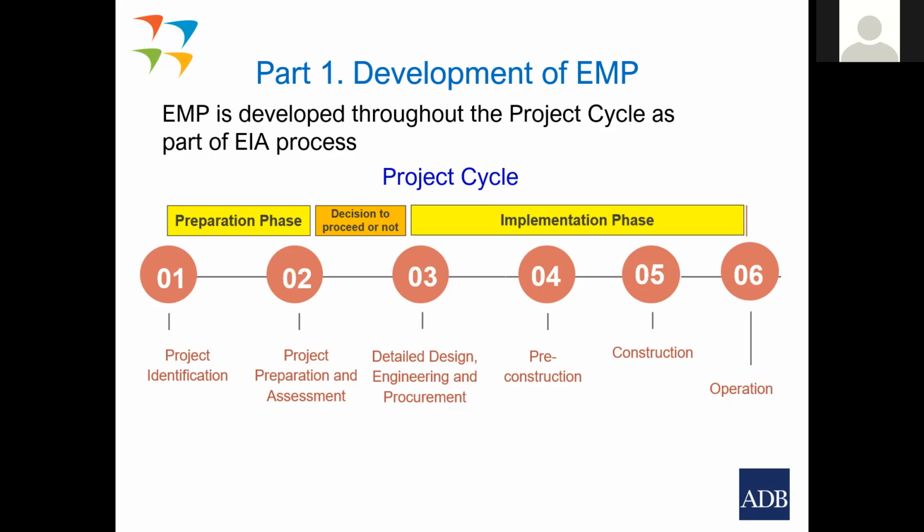From stage 3, a decision has been made and funding is being provided, whoever's providing the funding, and then detailed design will start and the project will start to be implemented. So implementation involves a detailed design, pre-construction and construction. So let's look in more detail at how the EMP is developed and implemented through these various stages.